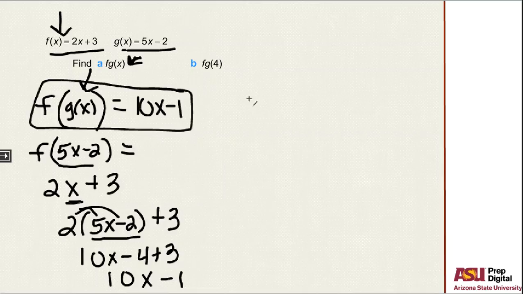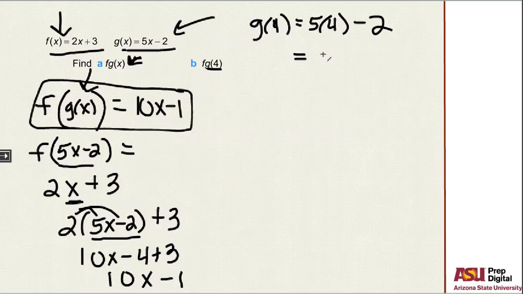I can do the second problem two different ways, so I'm going to show you the first way. The first way is to first just find g of 4. So you ignore that outside function for now. Okay, so remember, here's my g rule. So g of 4 is equal to 5 times 4 minus 2. So that simplifies down to 20 minus 2, which is 18. So there's g of 4.